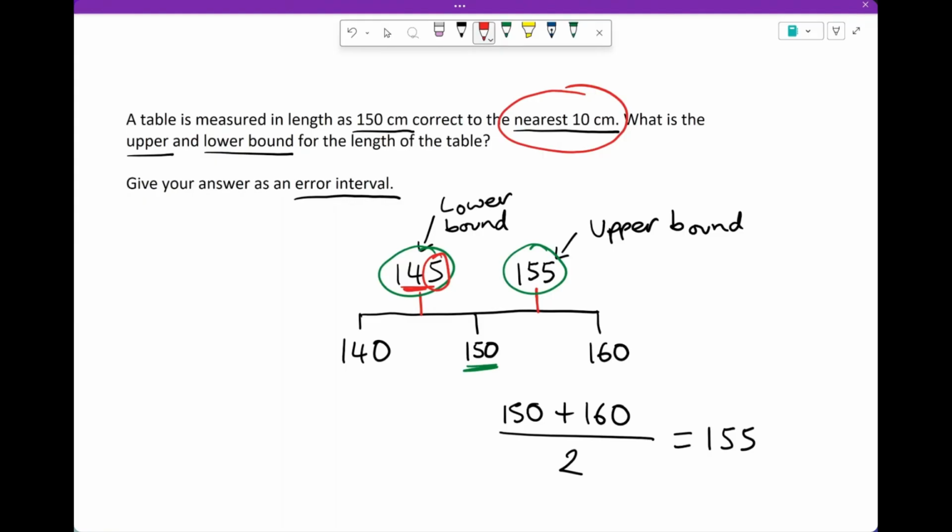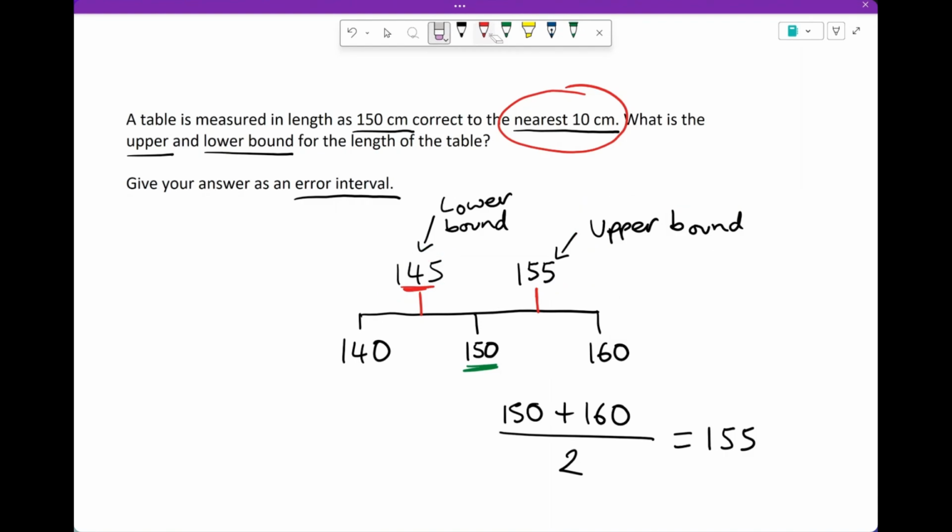Whereas for the 155, that works a little bit differently, because if I was to round that to the nearest 10, we'd actually be rounding up to 160. Therefore, 155 would not be a valid value for rounding to 150 when rounded to the nearest 10, but we would still call it the upper bound because it's an upper limit. So we found our upper bound and our lower bound.